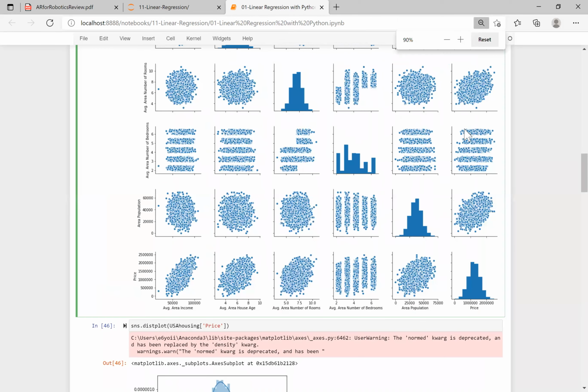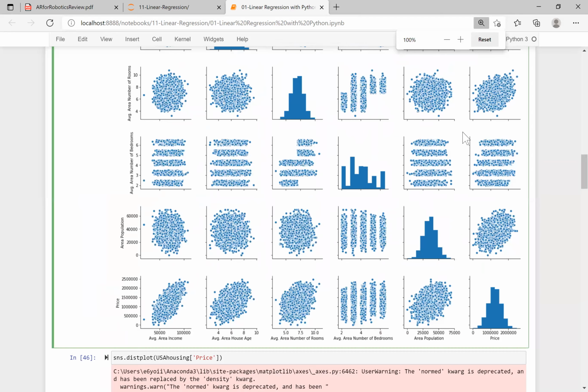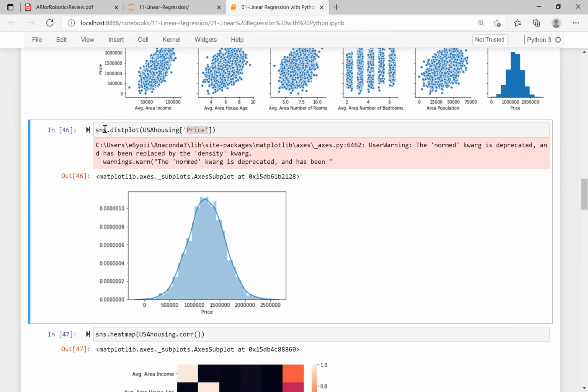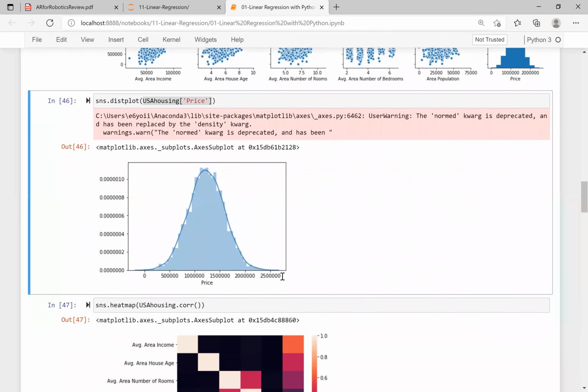Right, now we move ahead to actually figure out if there is something useful over there. So now I want to see how my price is distributed. So I use SNS or distribution plot, dist plot. I'll pass the column. It's a distribution plot. It will plot histograms and give me a KDE plot or a curve.